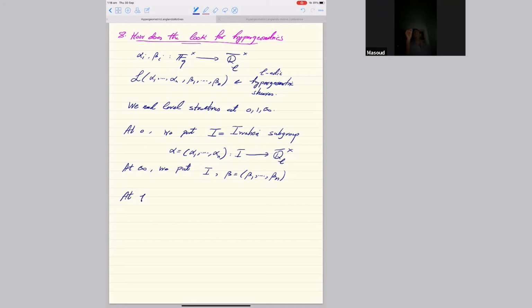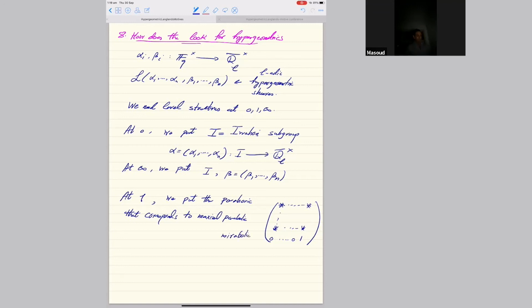Remember, the monodromy there was a pseudo-reflection or complex reflection, which means all the eigenvalues are 1 except one. And this suggests, if you know a bit about Langlands duality, that we put the mirabolic subgroup. So we put the parahoric that corresponds to the maximal parabolic. And actually, for technical reasons to do with central characters, we indeed have to use the mirabolic subgroup. So that's what we have to put at 1.